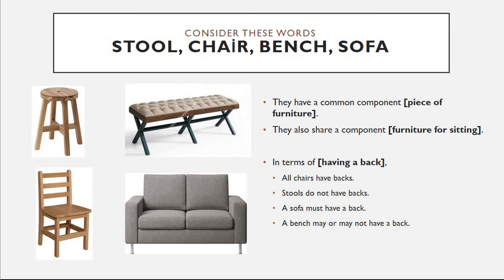So let's consider these words like stool, chair, bench, and sofa. They have a common component, piece of furniture. They also share a component, furniture for sitting, all of them. And in terms of having a back, all chairs have a back. Stools do not have a back, as you see here. A sofa must have a back. A bench may or may not have a back.